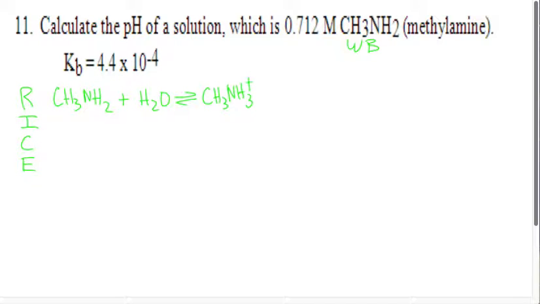Writing the equation from here on out is going to be the battle. Like, once you get that done, you're never going to have problems. Plus OH minus. And it's this OH minus that's making it basic. So our original concentration is 0.712, 0 and 0. We're going to lose X, we're going to gain X, and we're going to gain X.